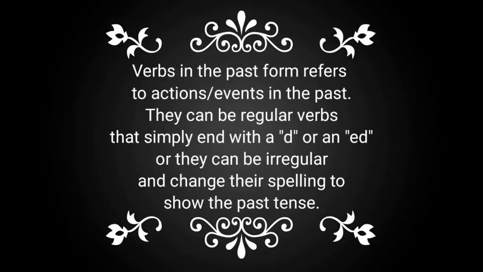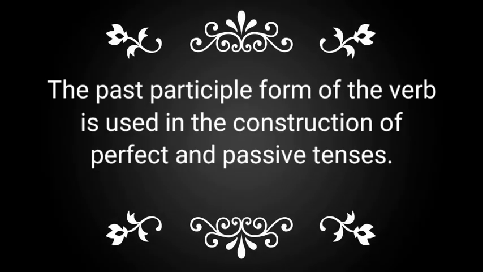Verbs in the past form refer to actions or events in the past. They can be regular verbs that simply end with a d or an ed, or they can be irregular and change their spelling to show the past tense. The past participle form of the verb is used in the construction of perfect and passive tenses.